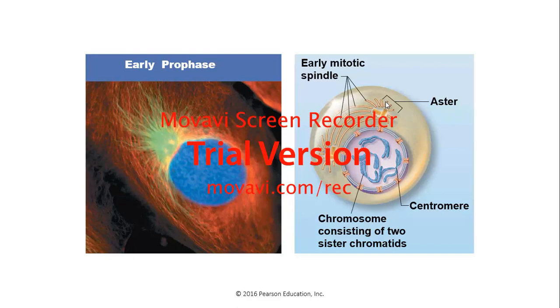All right, so during late prophase, you see that the nuclear envelope has completely broken down. You see that the mitotic spindles have attached to the sister chromatids at the kinetochore, which is part of the centromere, okay? The centromere, that little middle section, is really what's holding the sister chromatids together. So they attach to the kinetochore, which is a part of the centromere.